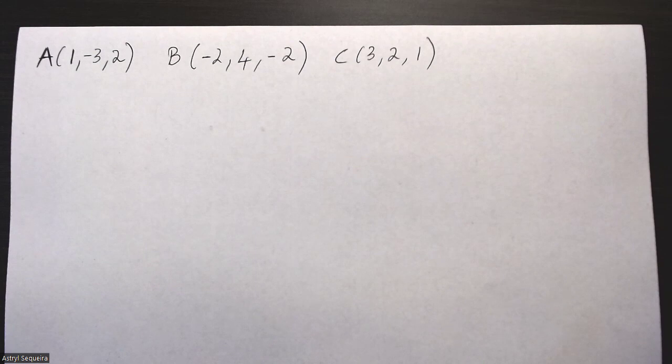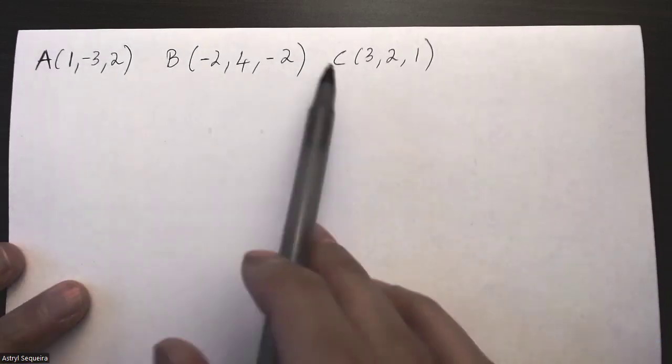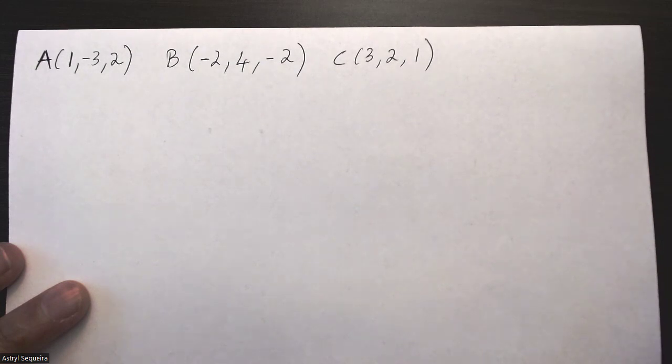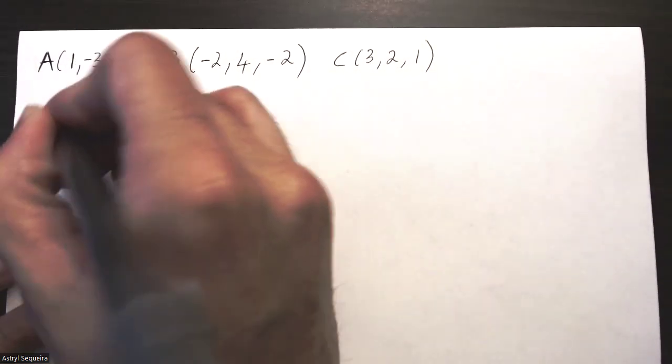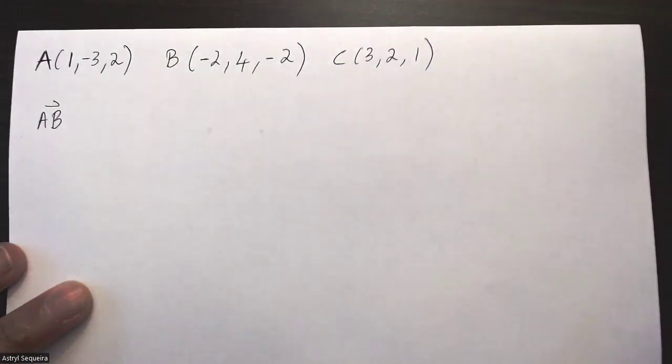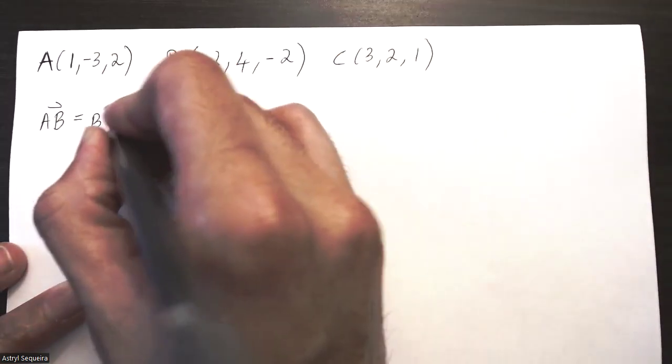In order to find the vector equation of a plane, you want to start by finding 2 vectors from the given 3 points. So you can either find AB or AC or BC. It doesn't really matter. There's multiple possible solutions for a question like this. I'm just going to find AB first. And in order to find AB, you should know how to do this calculation. It's just B minus A.